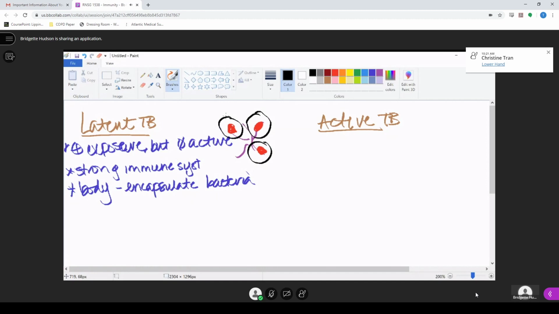Now your test will be positive. Your PPD and your blood test will be positive because you have been exposed. That's the first line. You have positive exposure. However, you may not develop the active form of TB because the body will keep it dormant. So all the way through your body, the bacteria is still there, but it just lays dormant.